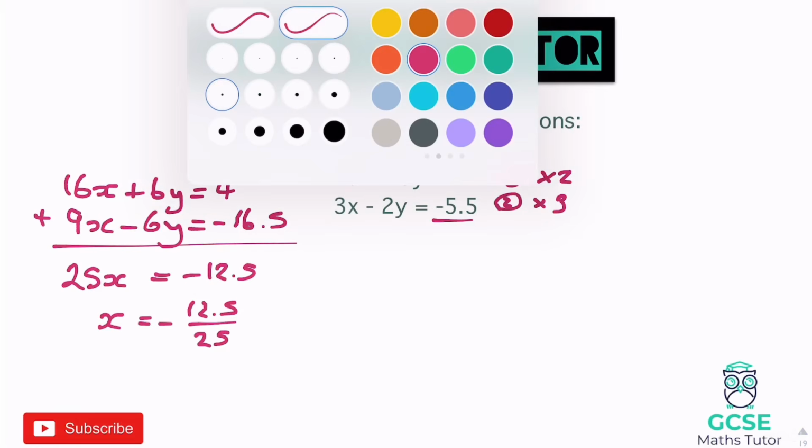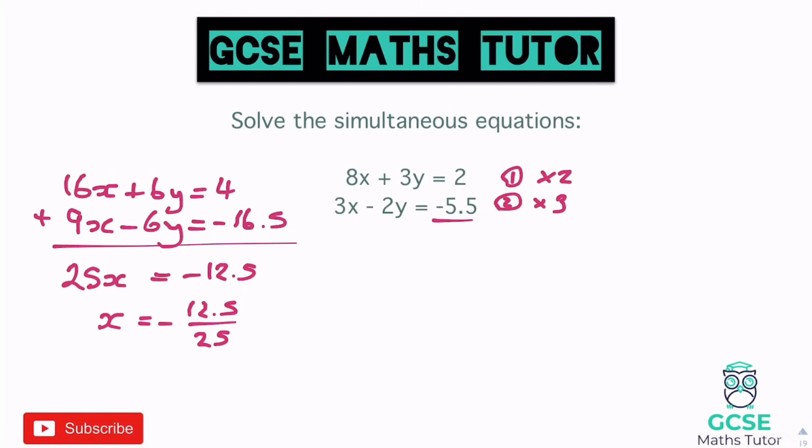Not very nice at all, but if you do get this scenario and you don't spot that 12.5 is half of 25, you could times the top and bottom by 2 just to remove the decimals, and we would get negative, what would that be, 25 over 50. That's a little bit easier to spot there, that simplifies down to a half. Okay, so that also equals negative a half, which we can write as a decimal if we want as well. We can write it as minus 0.5. Okay, so I'm going to leave it as negative 0.5. It's not a very nice one here, but we get x equals negative 0.5.